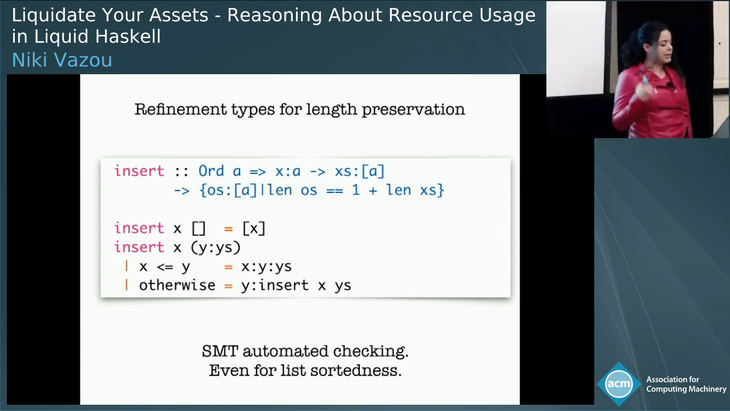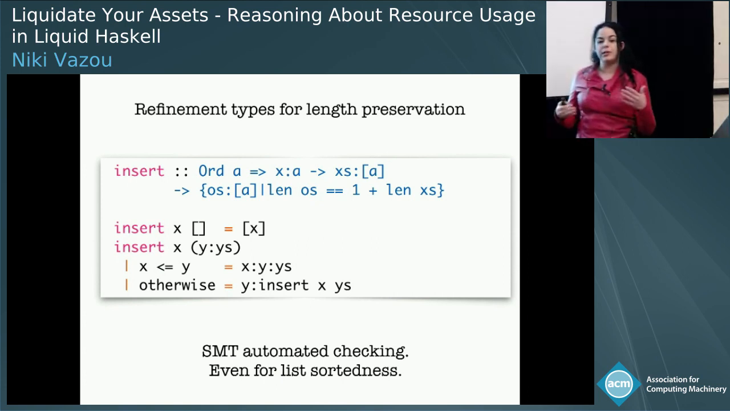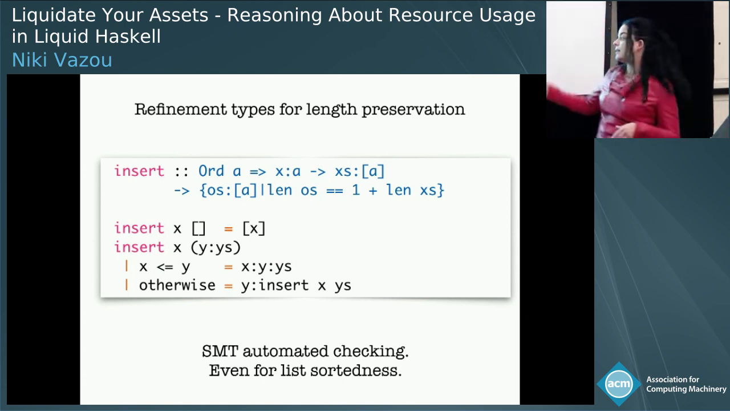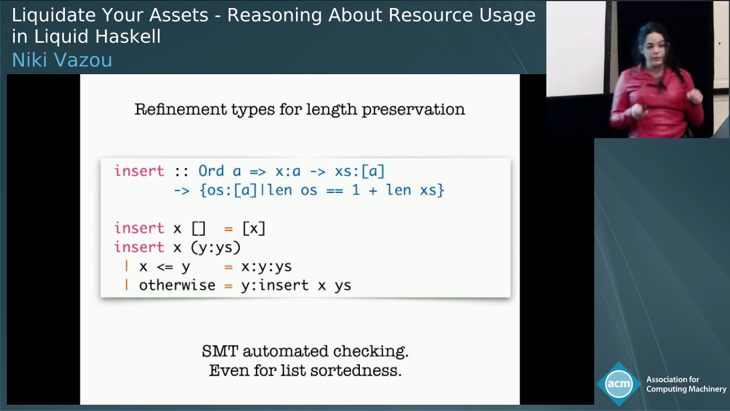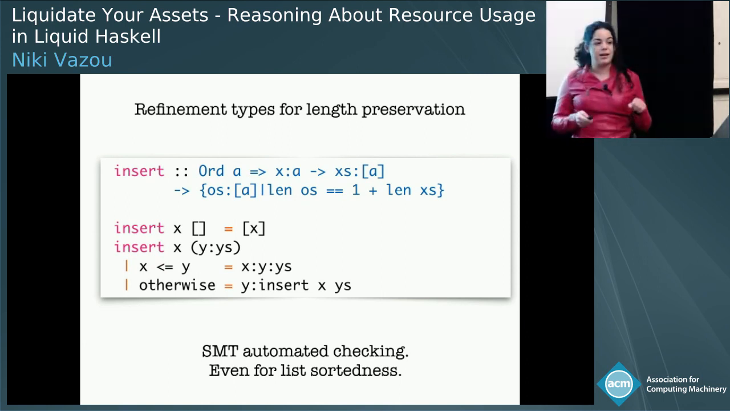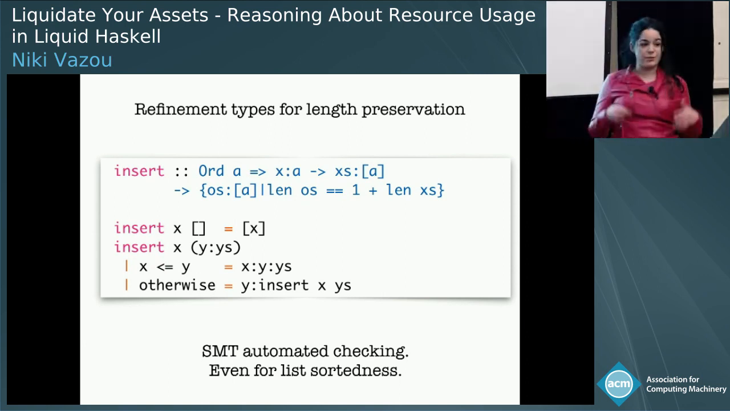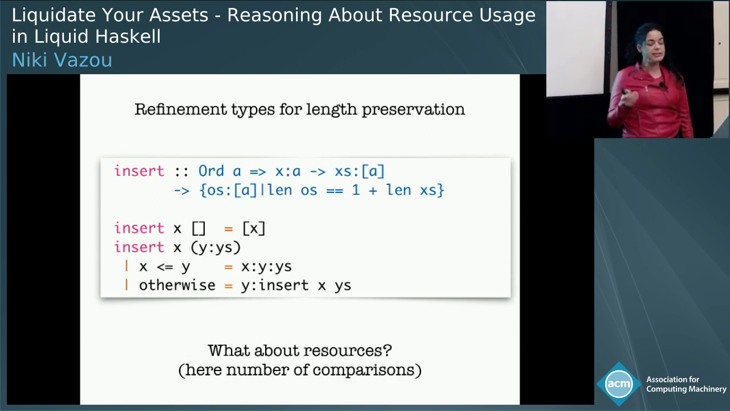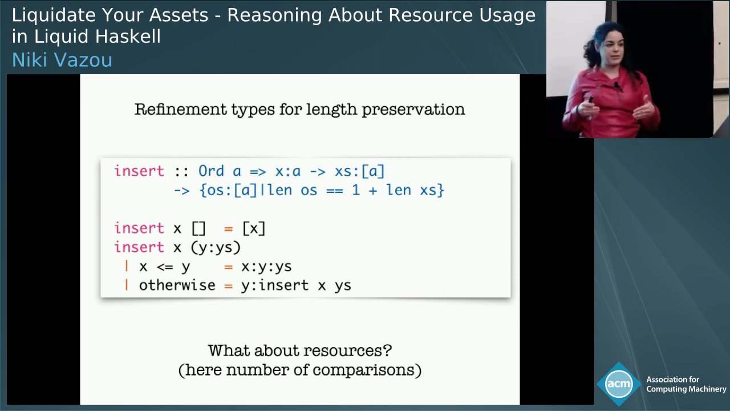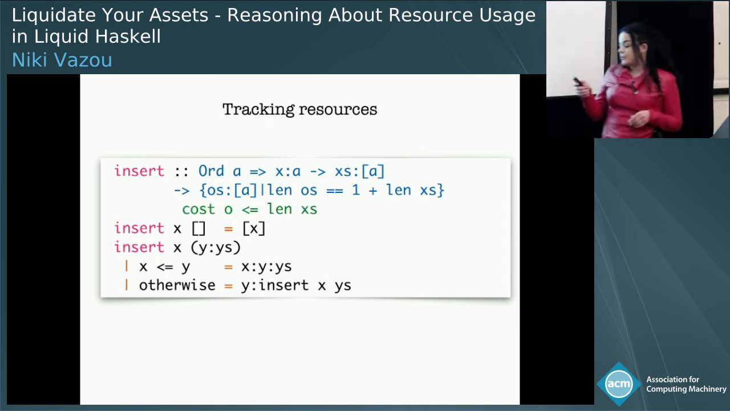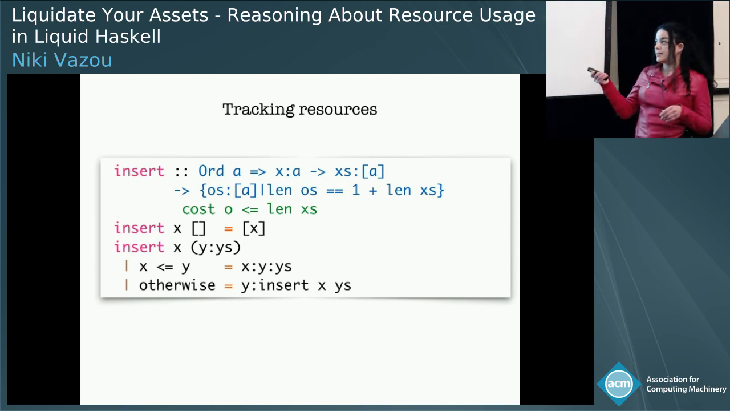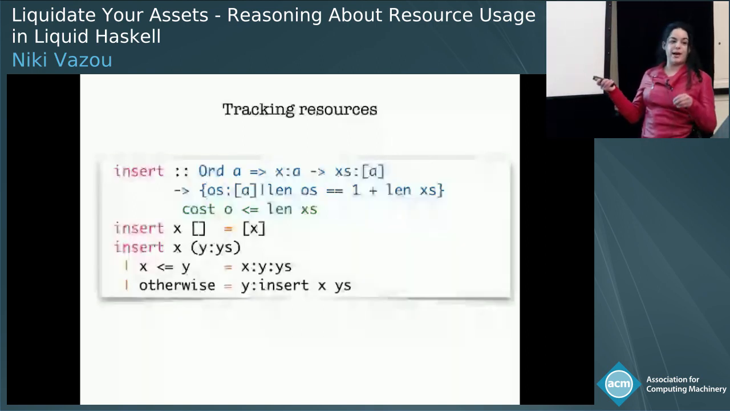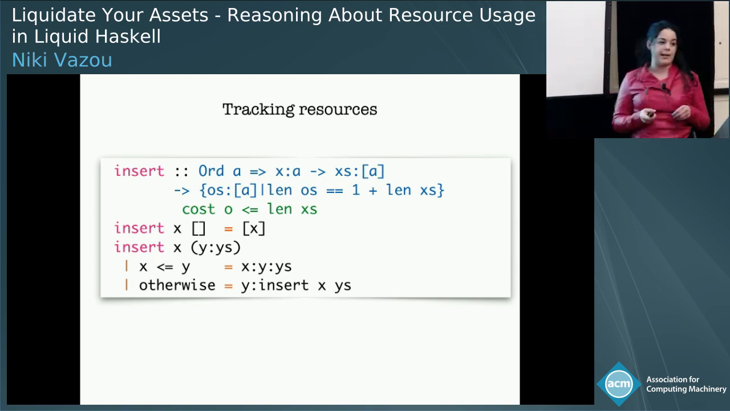And we have been using refinement types to reason about more interesting properties like list sortedness. But in this talk, I'm going to say how you can use this automation and refinement types to reason about resources, where in this example, by resources, I mean the number of comparisons that insert makes. So what I would like to do is add something like this that says that the cost of the output computation is bounded by the length of xs.